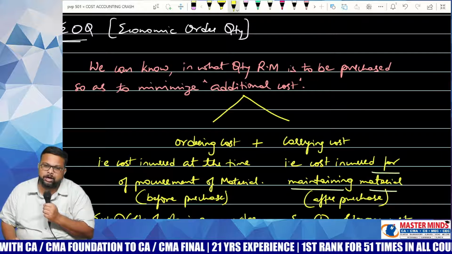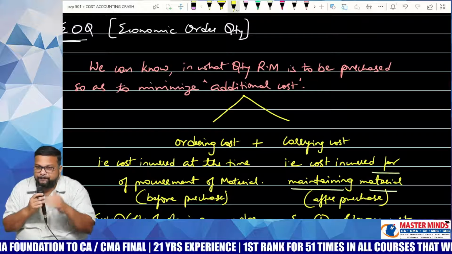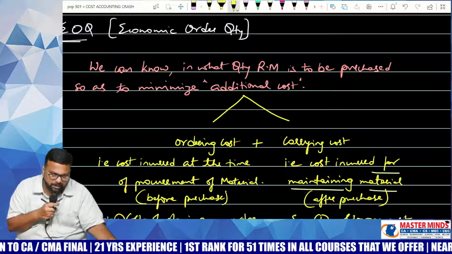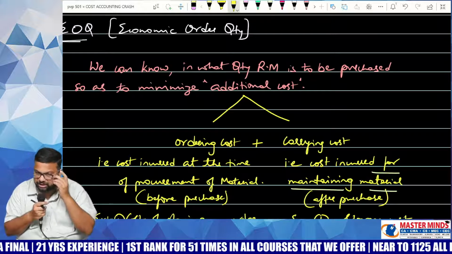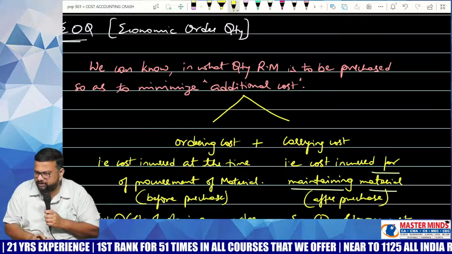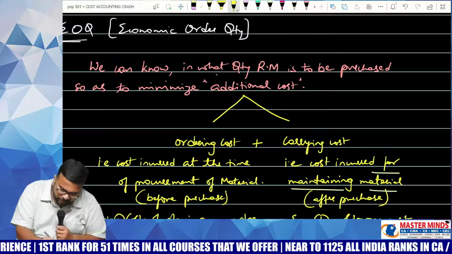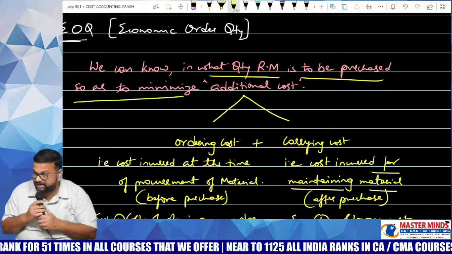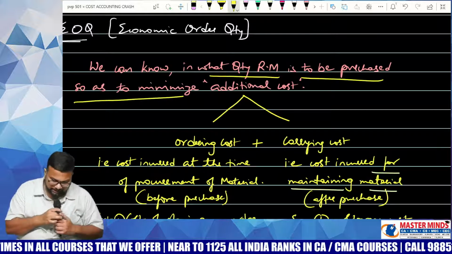What about raw material cost, sir? You can't change it. Raw material cost is the same in both places. So when the raw material cost is the same in both places, you will not take that into decision making. The only costs which change, you will take for decision making. So this is the first technique, where you learn what quantity of raw material is to be purchased so as to minimize additional cost. That is the objective of EOQ. That is the first technique.